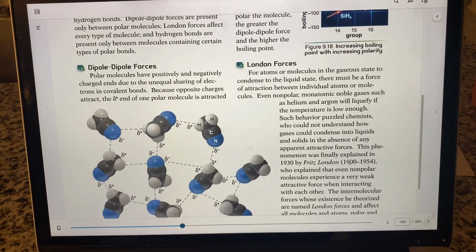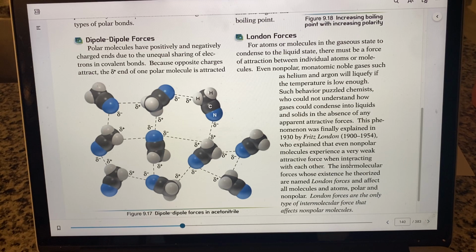The second kind of force is called the London force, and it's very weak. It was explained by Fritz London, who labeled it. It's a phenomenon that even nonpolar molecules, meaning they don't have positive and negative poles, seem to have a bit of a charge. Well, where did that charge come from?